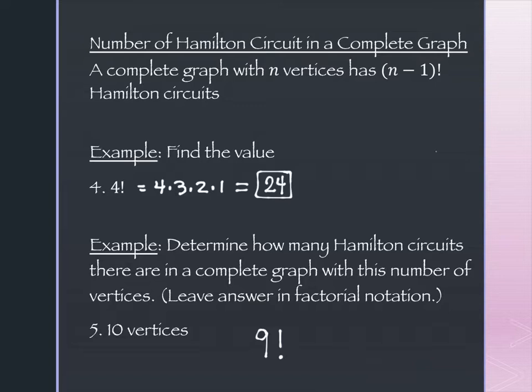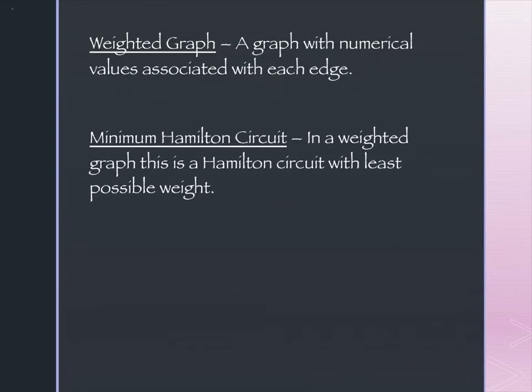All right, you ready to look at another type of graph? It's not exactly another type, but it's got additional information that we haven't seen before. A weighted graph. A weighted graph is a graph with numerical values associated with each edge. And weighted graphs, though you've never thought about them that way, is actually what your Google Maps and things like that are using.